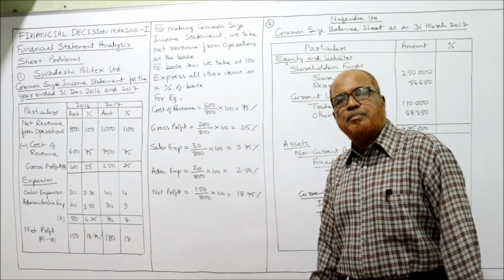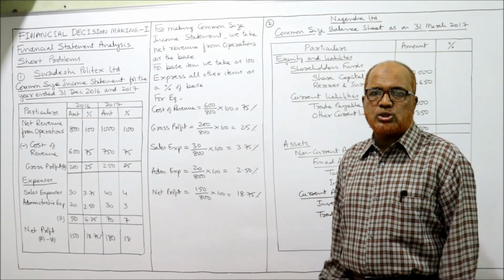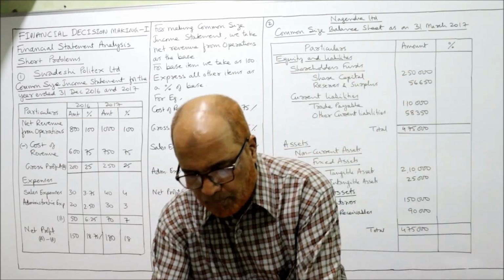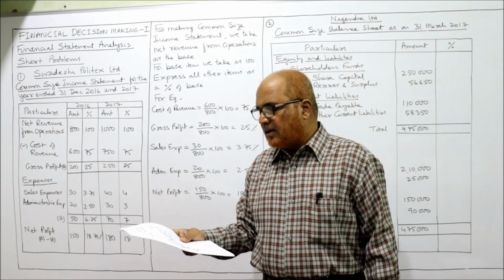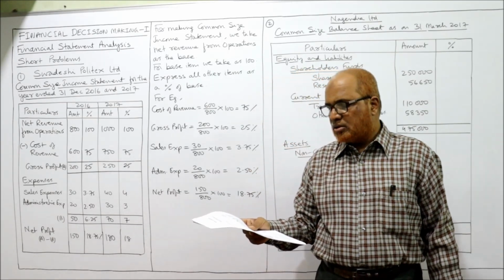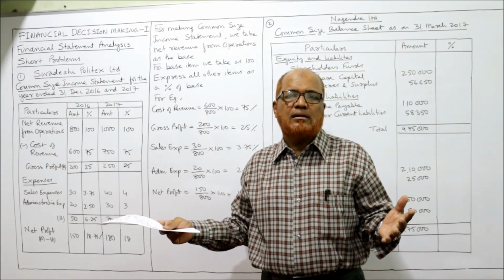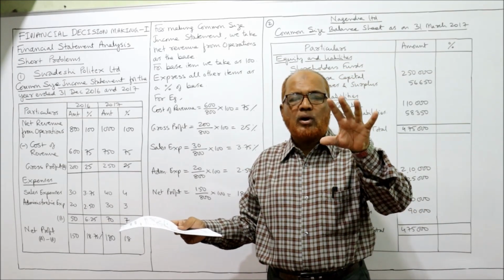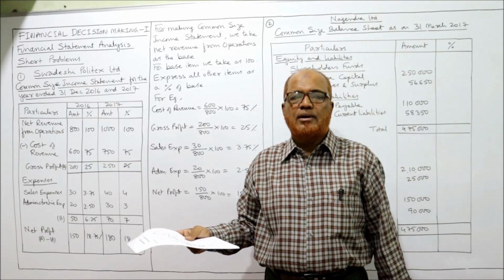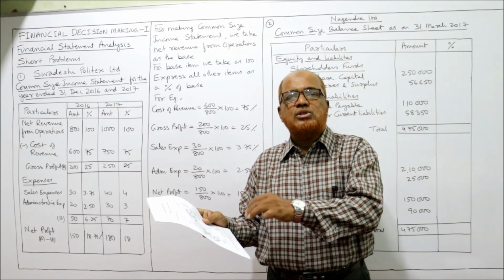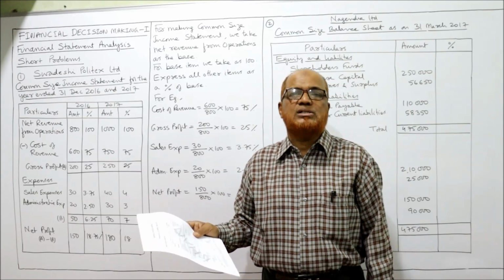This is the very first problem on common size income statement. Now, see the second problem. Following is an extract from the balance sheet of Nagendra Limited as on 31st March. Only 1 year data is given. We are not making any comparison. Simply, we have to condense the balance sheet into a common size balance sheet by converting all the amounts into percentages.